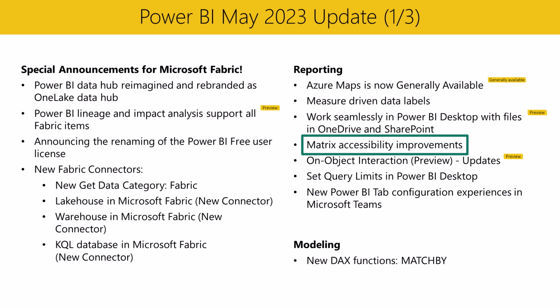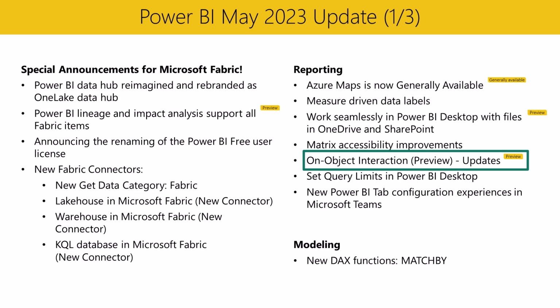Up next is Matrix accessibility improvements. We have several enhancements that improve usability and accessibility for all users. A few of these are improved keyboard navigation and new keyboard shortcuts, two-toned focus outline that will always be visible even in darker backgrounds, meeting color contrast requirements, and new support for screen reader announcements to convey matrix structure and interactions. These are available for both new and existing reports.